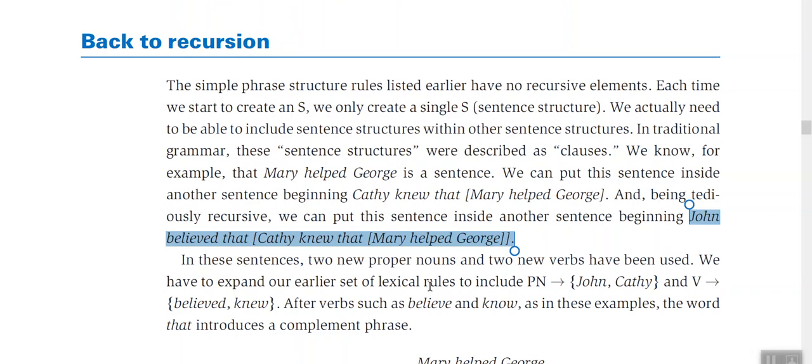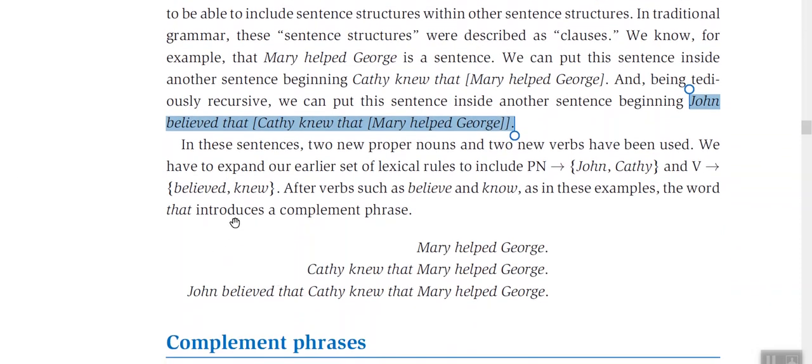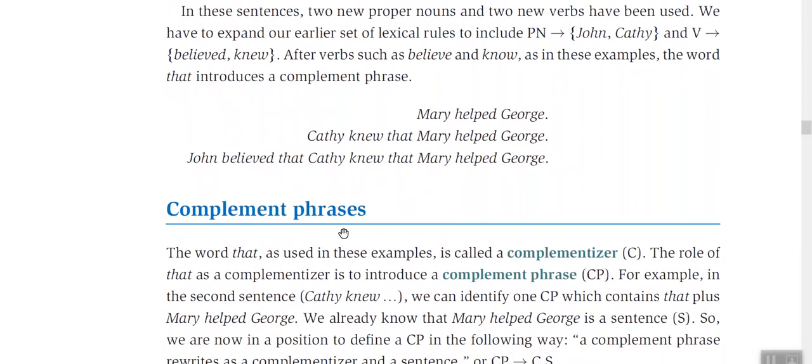So one may ask, how can we make a tree diagram for more than one sentence together? We will see. In these sentences, two new proper nouns and two new verbs have been used. We have to expand our earlier set of lexical rules to include the proper nouns John and Cathy, and the verb believed. After verbs such as believe and know, as in these examples, the word that introduces a complement phrase. We will see this in detail here.